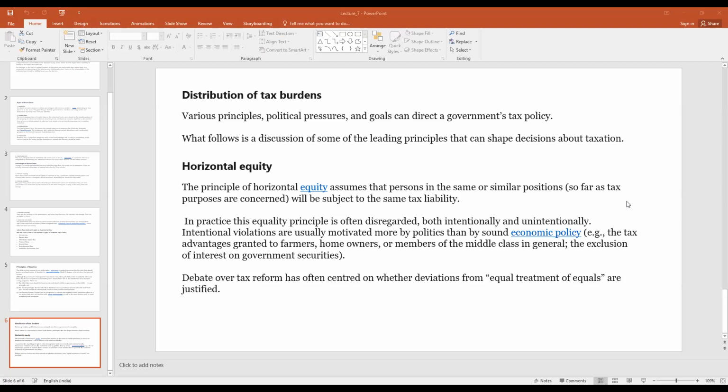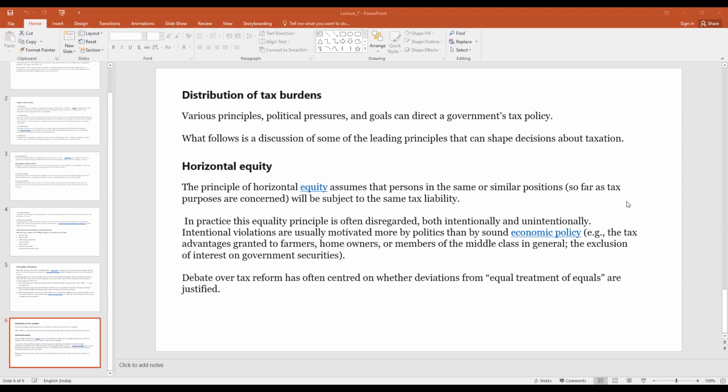The principle of horizontal equity assumes that persons are in the same or similar positions. For example, if a group of people working in the industrial sector are earning 1 lakh rupees, and some people working in the agriculture sector are also earning 1 lakh rupees, those persons are assumed to be in a similar or same position. The taxes have to be subject to their ability to pay, so that it should be the same tax liability.